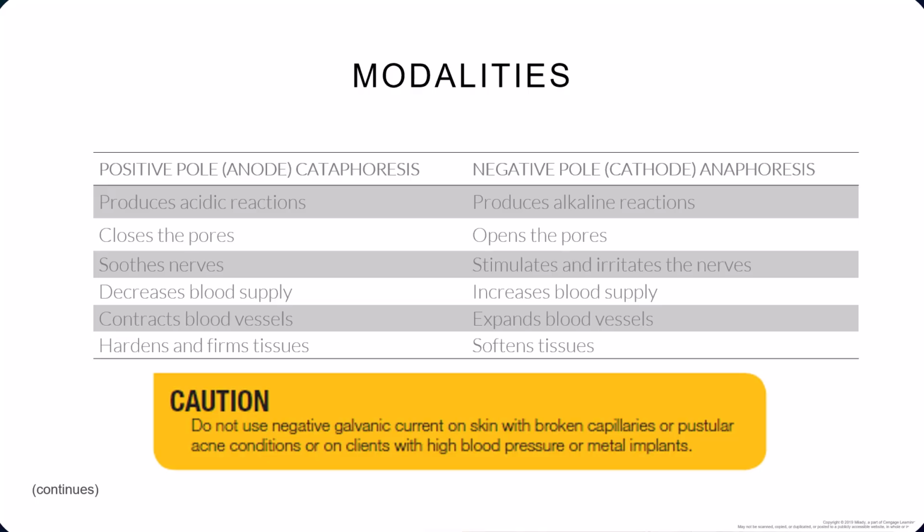If the active pole that you're using is a negative pole or a cathode, you're doing anaphoresis. This is producing an alkaline reaction. It opens the pores, it stimulates and irritates the nerves, it increases the blood supply, it expands the blood vessels, and it softens tissues.